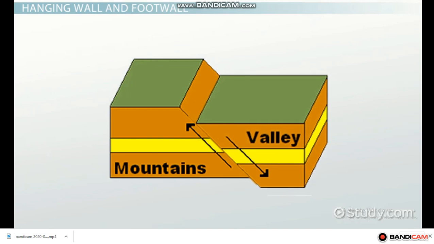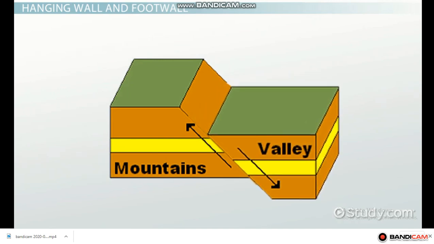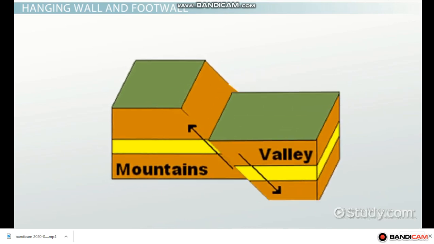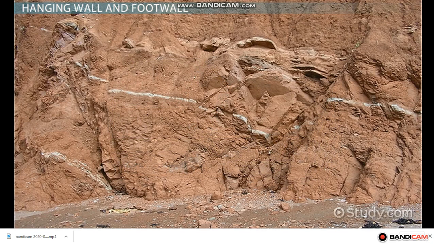The motion between the two is not always smooth, and sometimes the walls get caught on each other. Pressure builds up and can be released with a great amount of energy, producing an earthquake. These are less common than earthquakes produced by strike-slip faults, which move past each other horizontally instead of vertically. The San Andreas Fault in California is an example of a strike-slip fault.